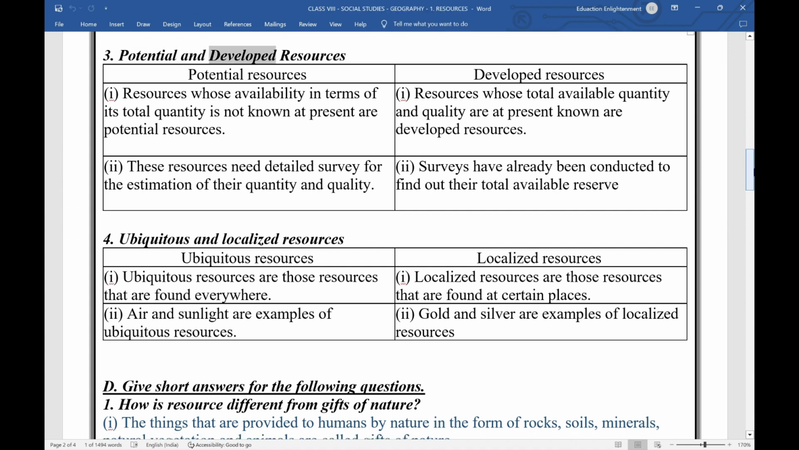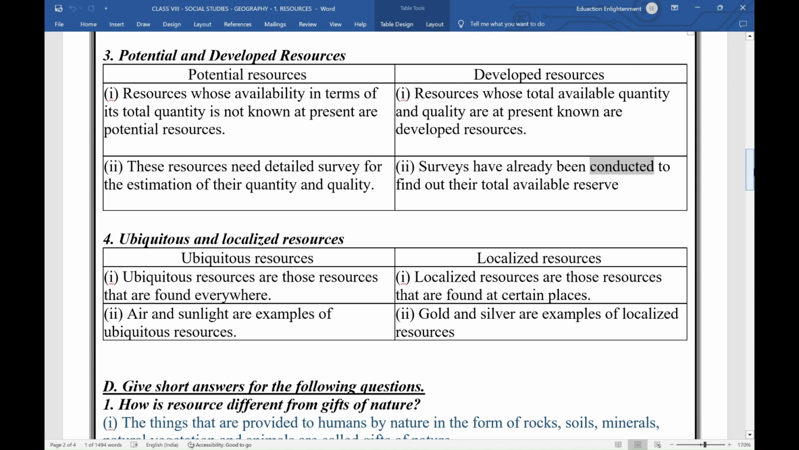3. Potential and developed resources. Potential resources: 1. Resources whose availability in terms of total quantity is not known at present are potential resources. Developed resources: 1. Resources whose total available quantity and quality are at present known are developed resources. 2. These resources need a detailed survey for the estimation of their quantity and quality.